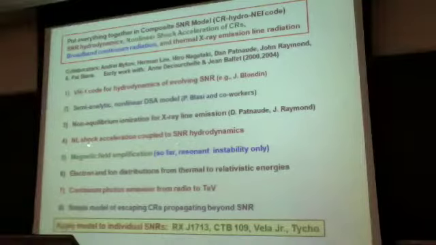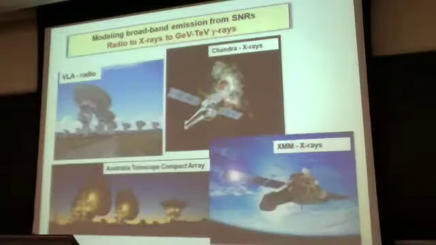We couple the acceleration to the supernova hydrodynamics. We have magnetic field amplification, a simple model of that in this code here. We calculate the electron and ion distributions. We calculate the photon emission from radio to TeV energies. Okay? And then we've applied this to a number of supernova remnants. So let me show you some of our results.